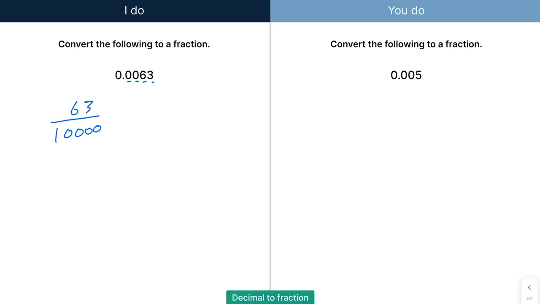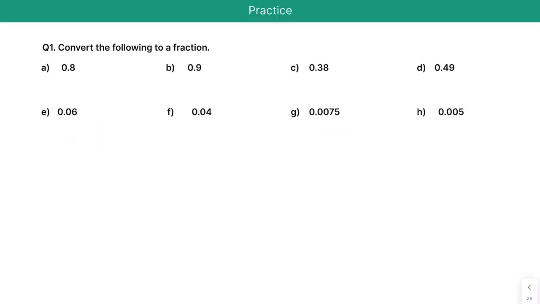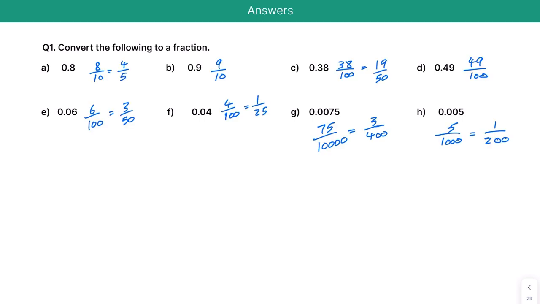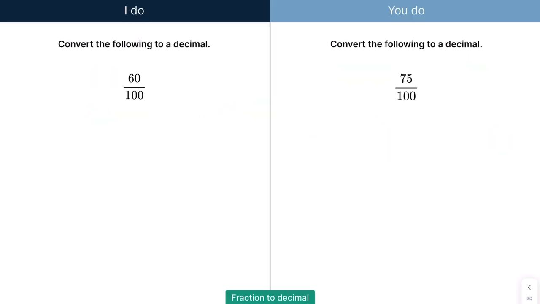Okay. And again, hopefully you've pressed pause and had a go. 1, 2, 3. So we have 3 zeros. And that is the fraction there. So again, press pause and have a go. Here are the answers.